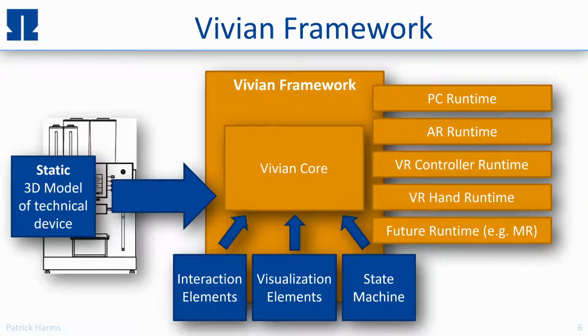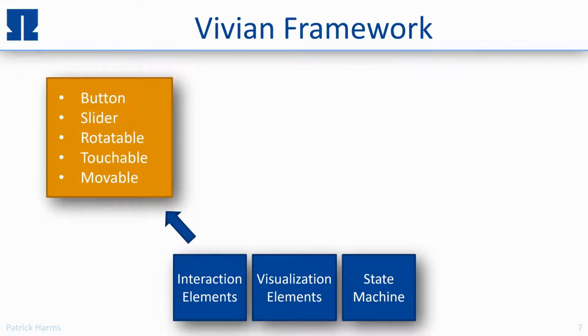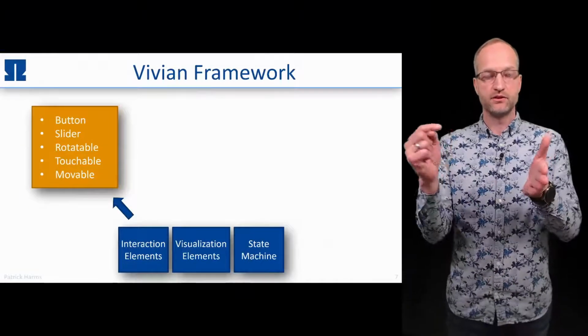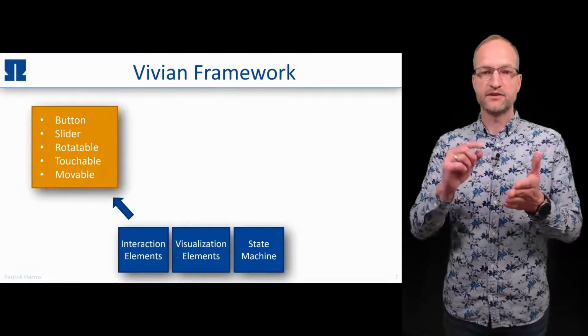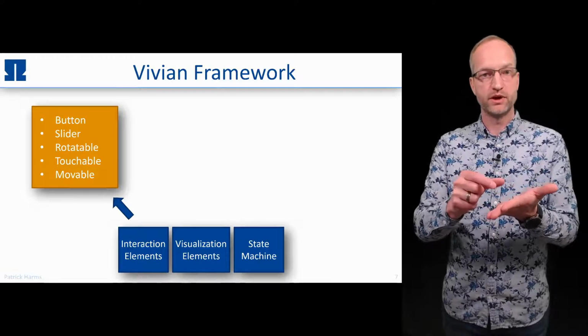Let's have a closer look at what can be configured as interaction and visualization elements. The available interaction elements are buttons, sliders, rotatables, touchables, and movables. A button is everything that you can press. A slider is everything that can be moved on a straight line between two extreme points.